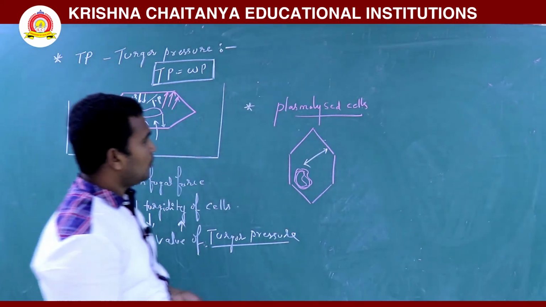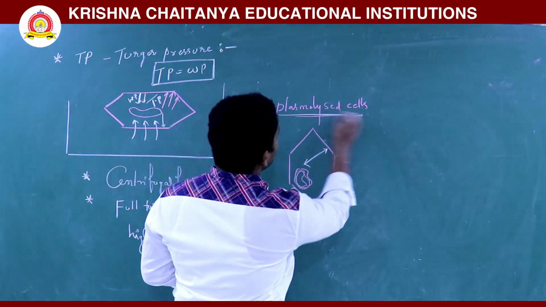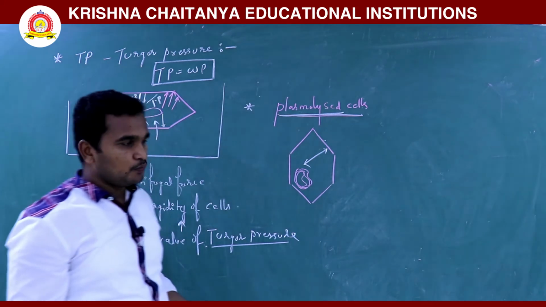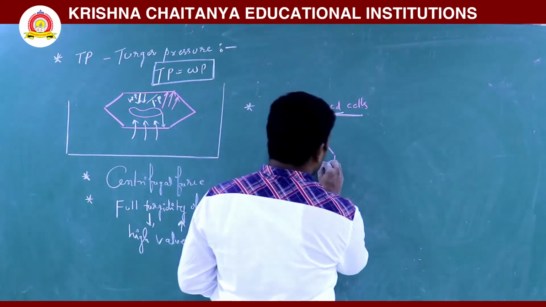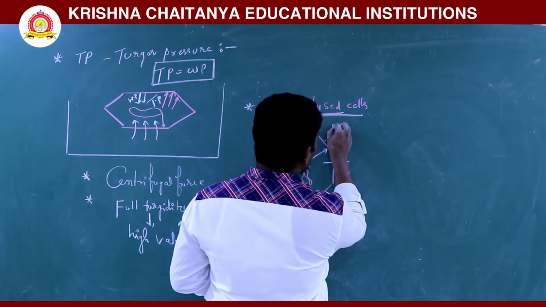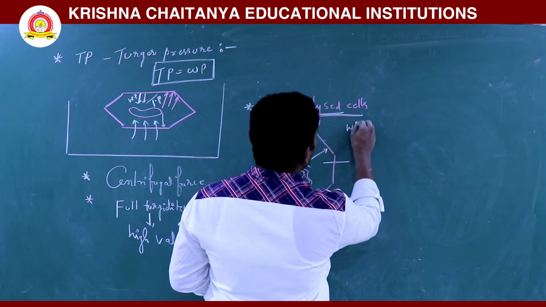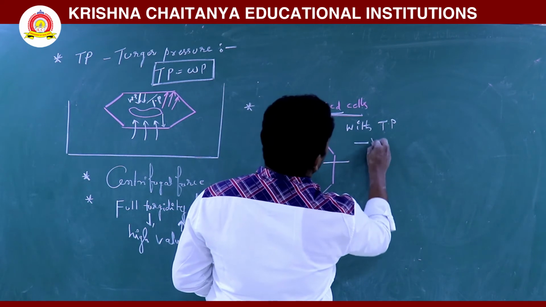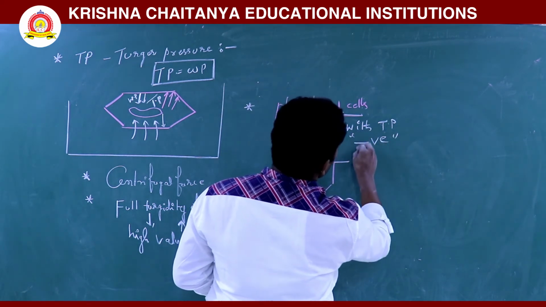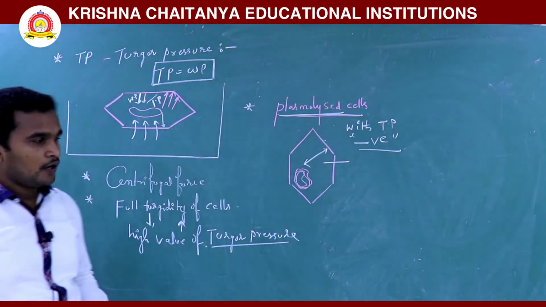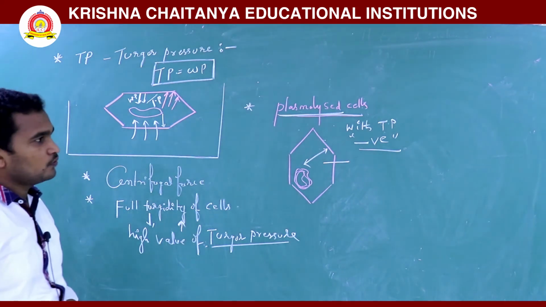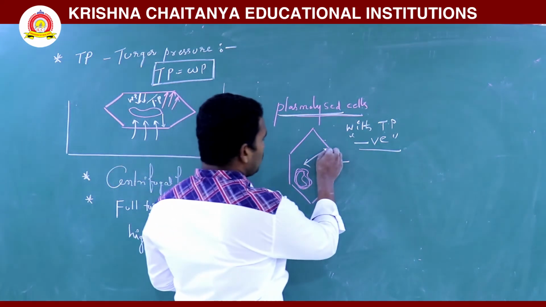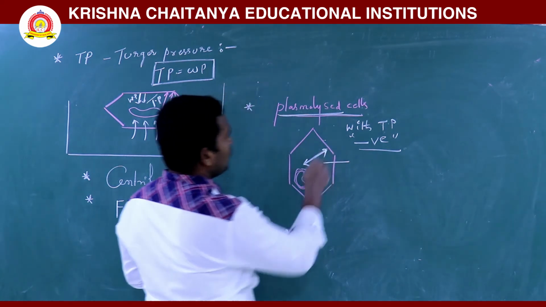Mainly, the plasmolyzed cell with turgor pressure is negative, more negative. Here there is no turgor pressure.